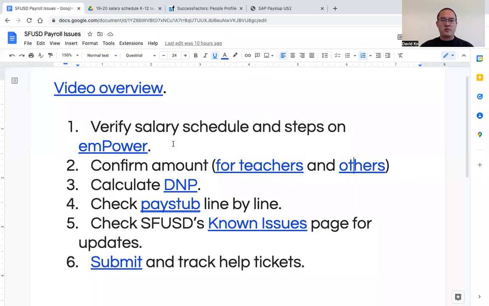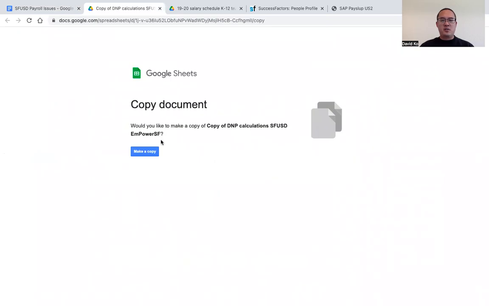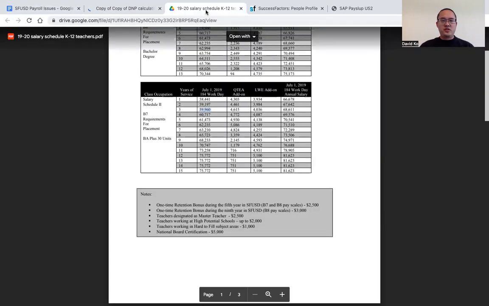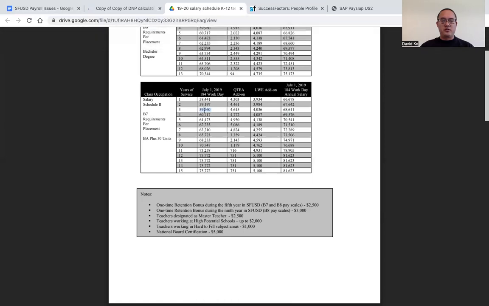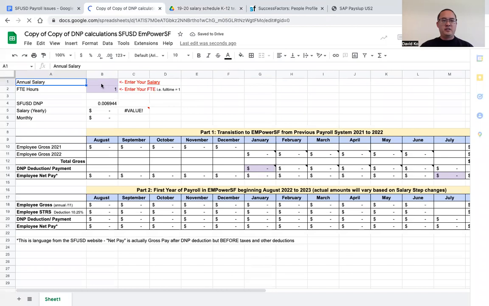For our purposes, however, we're going to go to this DNP calculator. The link asks you to automatically make a copy, which we'll do. And we're going to use this hypothetical example of a person who is B7 in their 3rd year. So we'll take this amount of $59,960 and enter the salary here at $59,960. And FTE will be entered as 1.